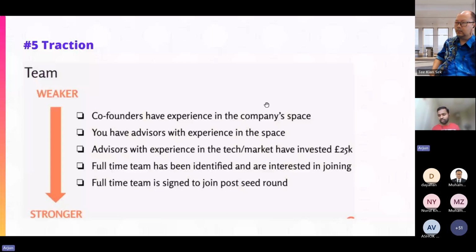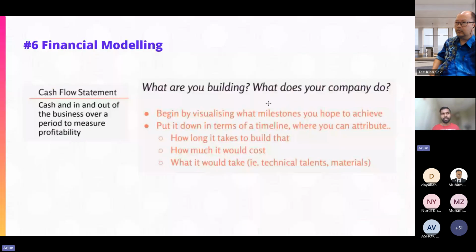So this is all traction we saw. So market size, go to market, traction. We saw many different things. Then financial modeling. Financial modeling is basically the cash in, cash out of your company. It's a simple exercise, but at the same time, it's a little bit complex as well. Simple in the sense that if you have Microsoft Excel or Google Sheets, you can open it up and start doing it.